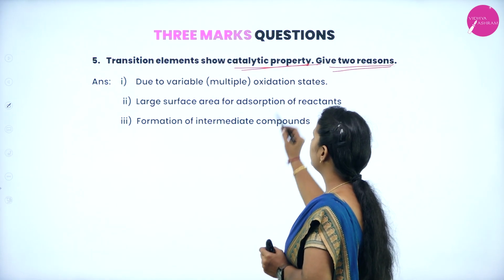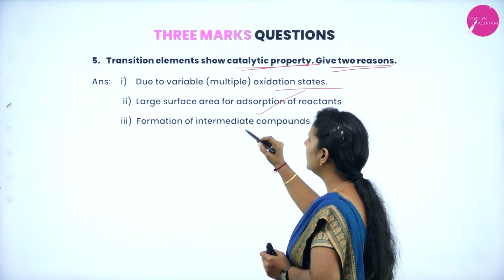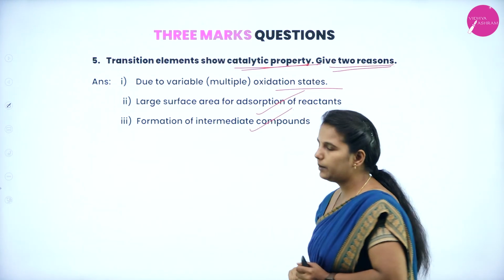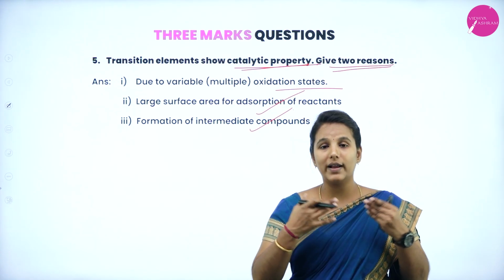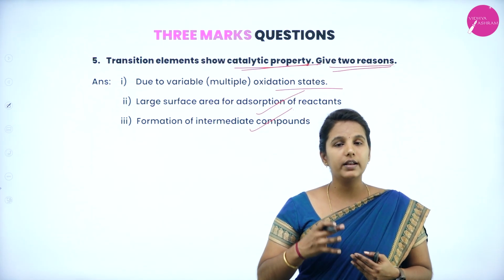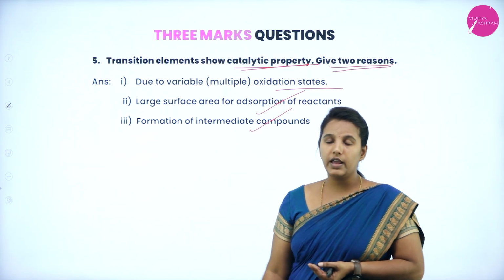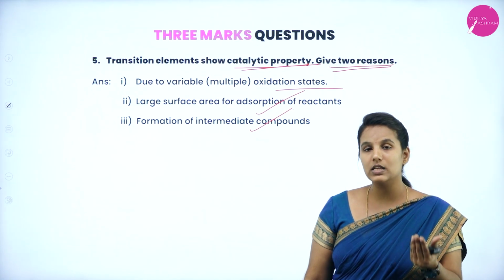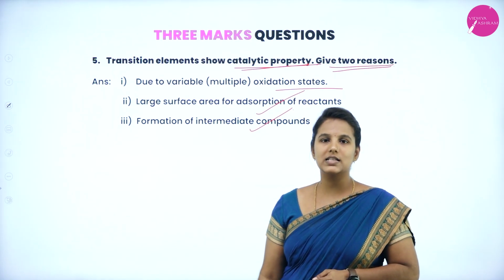Due to the variable oxidation state, the largest surface area for the absorption of the reactant and formation of the intermediate compound. So, during the chemical reactions, this catalyst will provide the largest surface area for the absorption of the reactant molecule, and during the reactions, it forms an intermediate product, and also due to the variable oxidation state, these transition element blocks act as a very good catalyst.